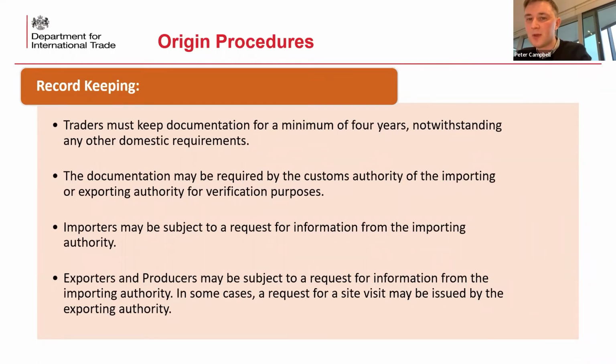And then further, if the claim has been based on a declaration of origin, the exporter or producer would be expected to have their evidence and a copy of that declaration to assist the importing authority. And then in some rare cases, if the importing authority is still not able to make that determination, then there might be a request for a site visit, and that would go to the exporter or producer. And that's it. I'm going to hand over to Carmel now.